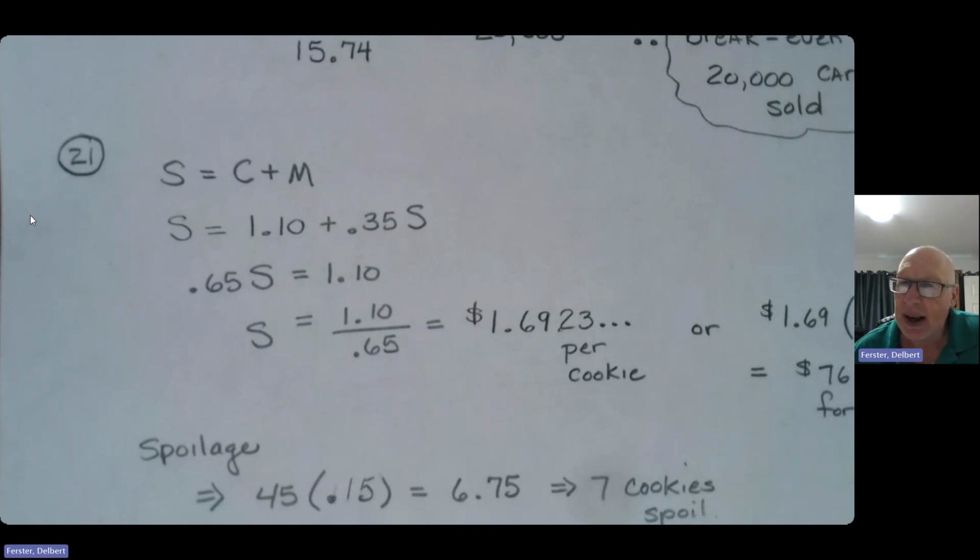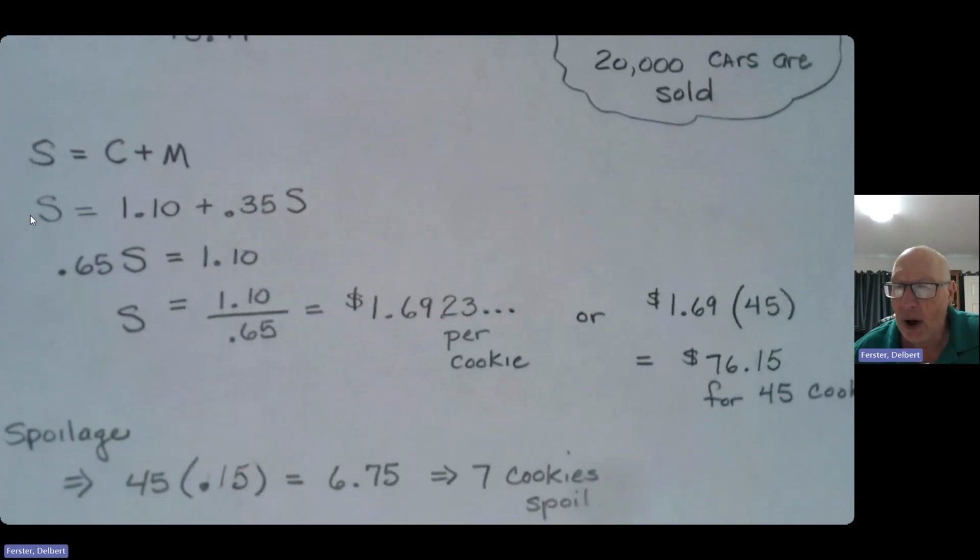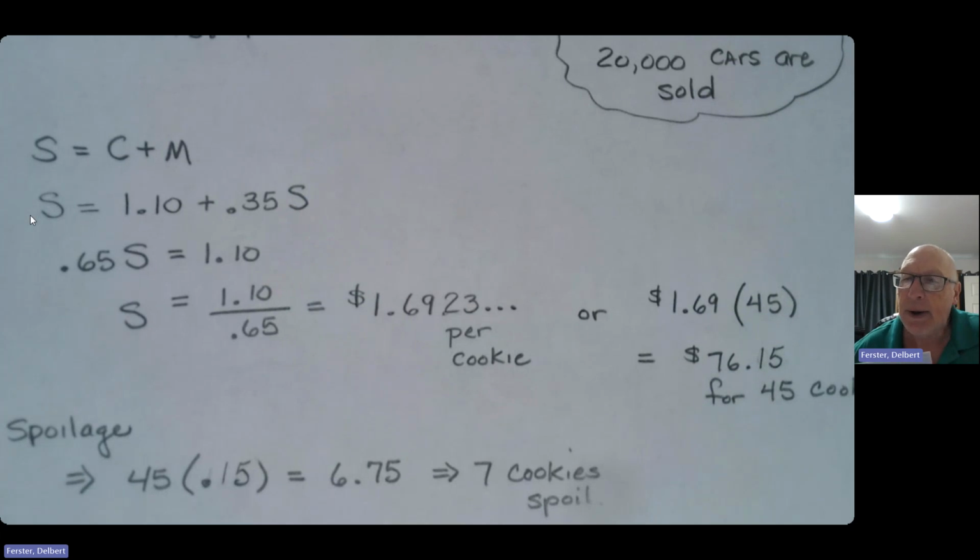Move the S terms to the left side by subtracting 0.35S. Go ahead and grab your calculator and divide $1.10 by 0.65, and you realize that the selling price for a cookie should be about $1.69. And if you're going to do that for 45 cookies, you're going to have a selling price of 45 times that, or $76.15 for all of the cookies.